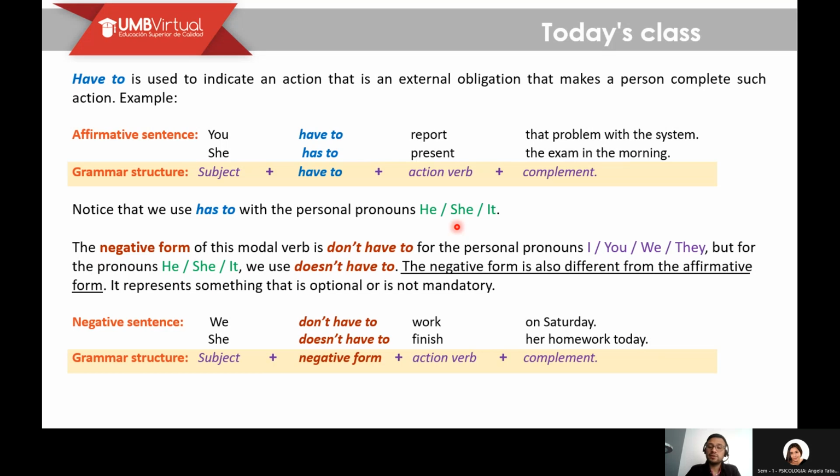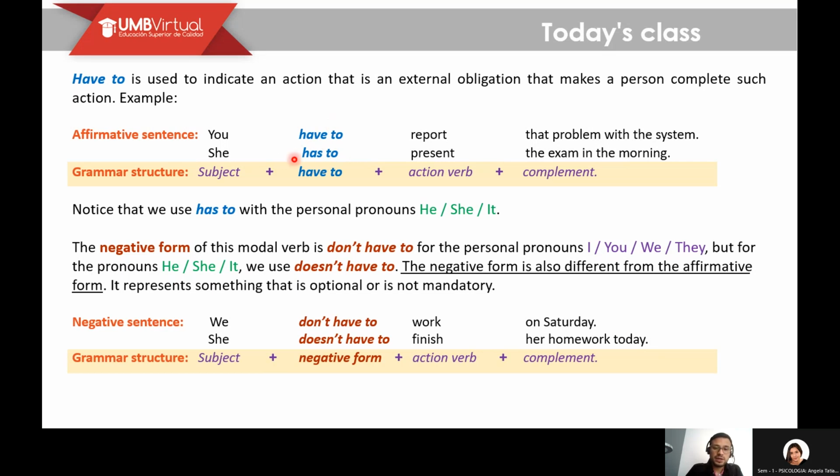Now, we have the other modal verb that is have to. In the affirmative form, it is used to indicate that an action is an external obligation. Yes. So it is kind of the opposite of must. In the affirmative form of have to, we have this external obligation that makes a person complete such action. Yeah. These are the examples. You have to report the problem to the system. Yes, it is external motivation for you to do it. She has to present the exam before in the morning.